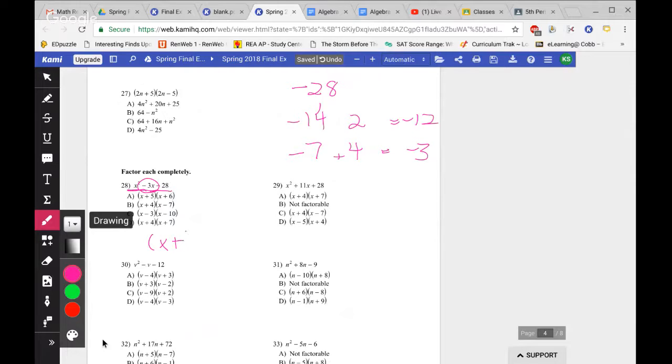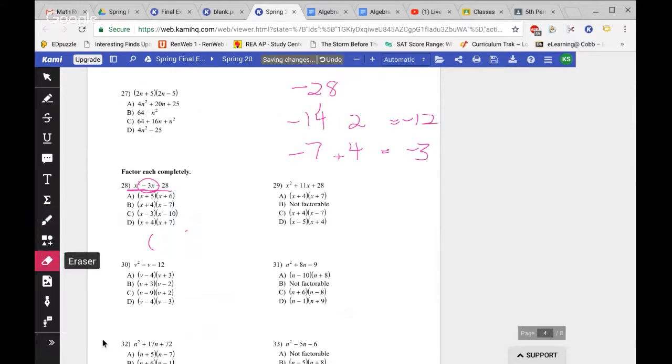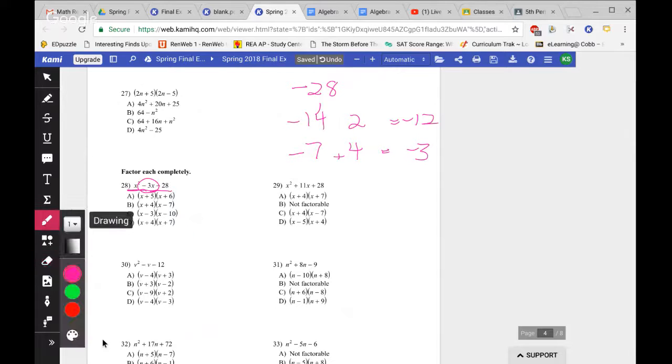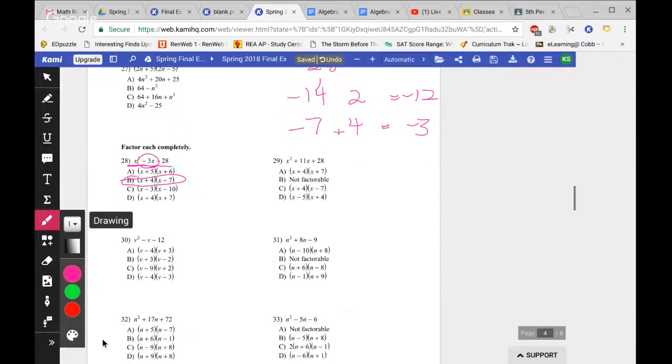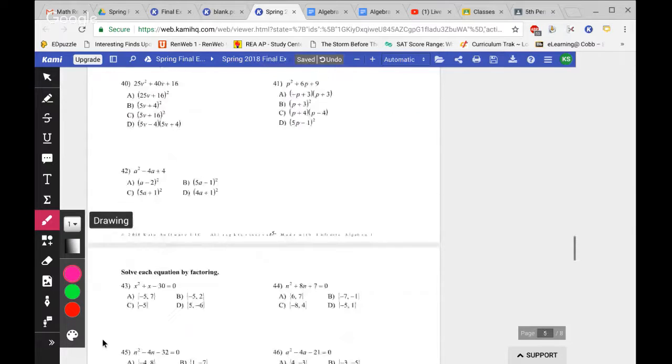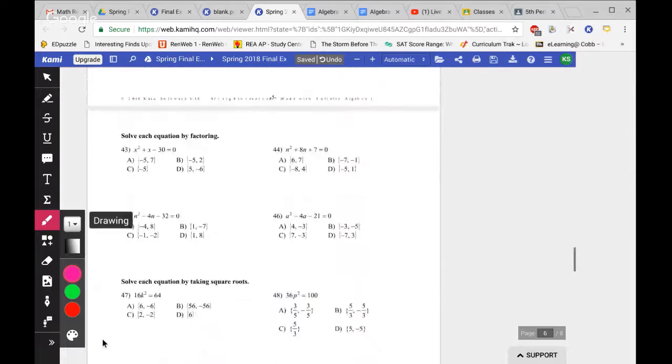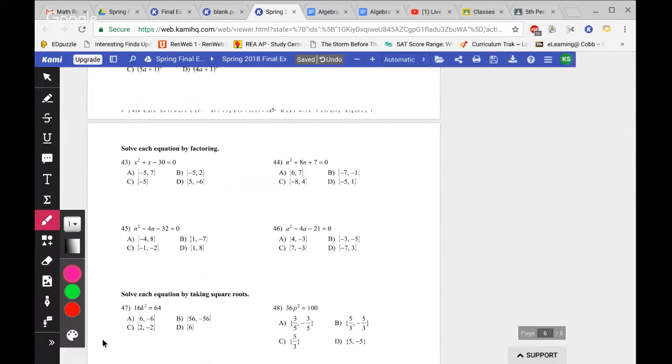I was talking about the solve each equation by factoring, like 43. Oh, okay. I'm sorry. Okay. All right. Well, I'm glad we had that quick review. Yes, thank you. Because that's going to play into this.